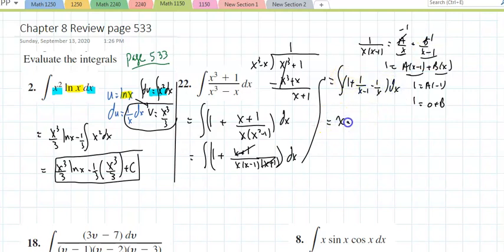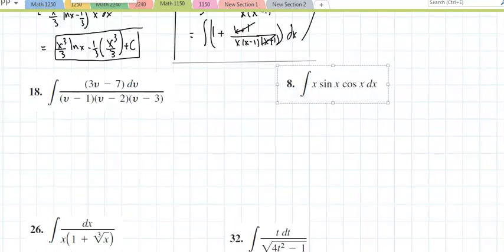That turns out to be x plus natural log absolute value of x minus 1 minus natural log absolute value of x. You could combine the logs again. You don't have to on a test. That's a fine answer.